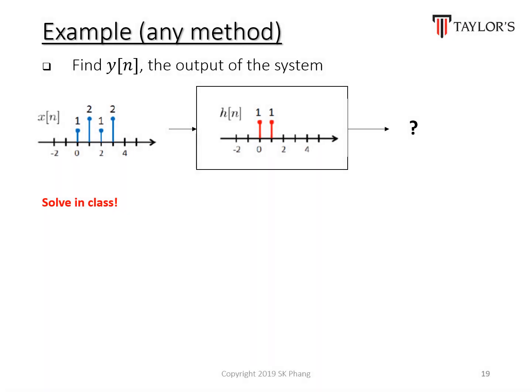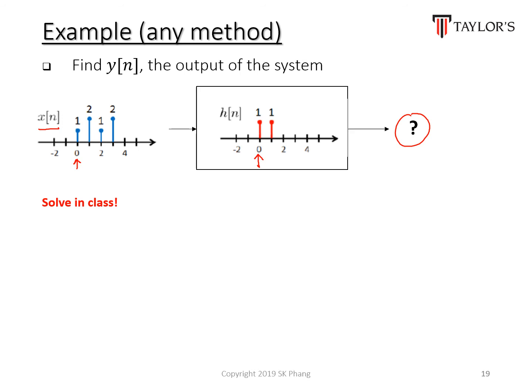Alright, now for this example, you have a signal given to you, x[n], which is 1, 2, 1, 2, starting from 0. And then you have the impulse response of the system given to you, which is just 1, 1, again starting from 0. And you are required to find the output, which is the convolution between the input and the system. You can use any of the 3 methods that you have learned, but in my opinion, the third method will be the easiest for discrete systems. So now let us try the third method.